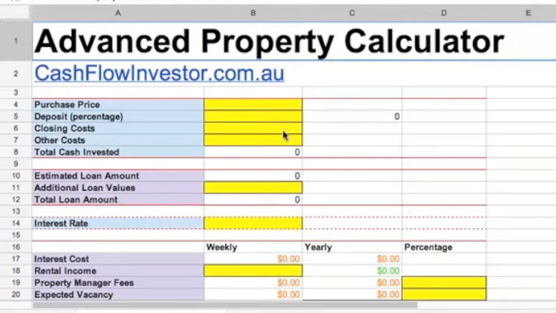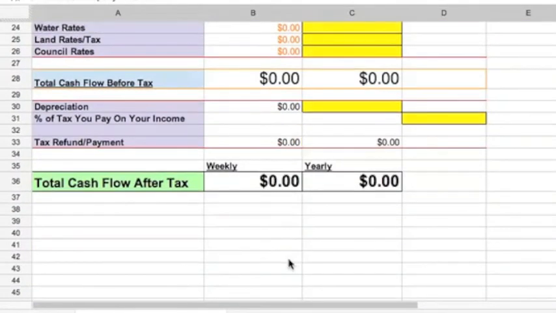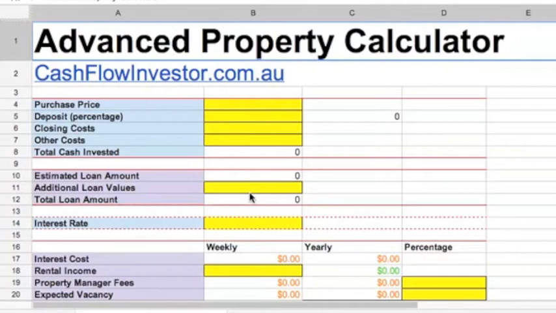The way the calculator works is that everything in yellow is the fields that we enter our information into, and then down the bottom, it'll spit out our total cash flow before tax and then our total cash flow after tax. So let me run through it and just show you how it works.